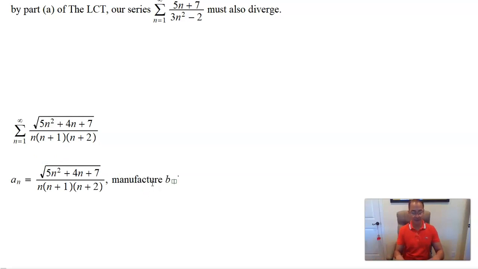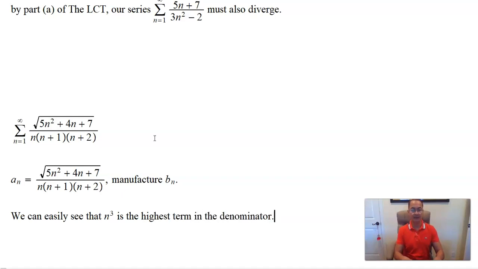We will need to manufacture b sub n. Well, start with the denominator. We have n plus 1, n plus 2. So it looks like n cubed is the highest power in the denominator. So we can easily see that n cubed is the highest term in the denominator. Excellent. What about the numerator?